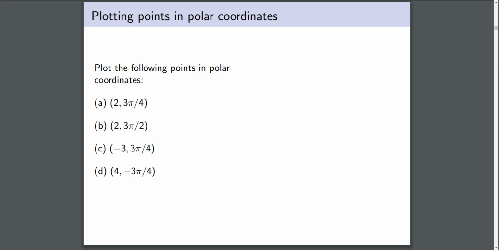Okay, I have a couple other problems, just some polar coordinates that I want to plot. This is the kind of thing that you'll be doing on the homework. So my first point, point A, I have 2 comma 3 pi over 4. I start by turning counterclockwise an angle of 3 pi over 4 radians. And then I go out a distance of 2 units, and so point A is that point that's shown on the graph.